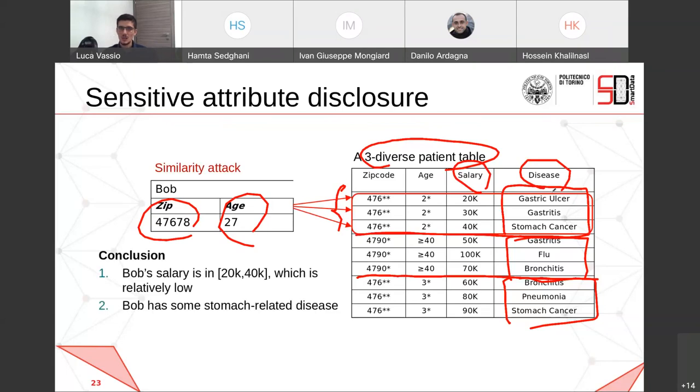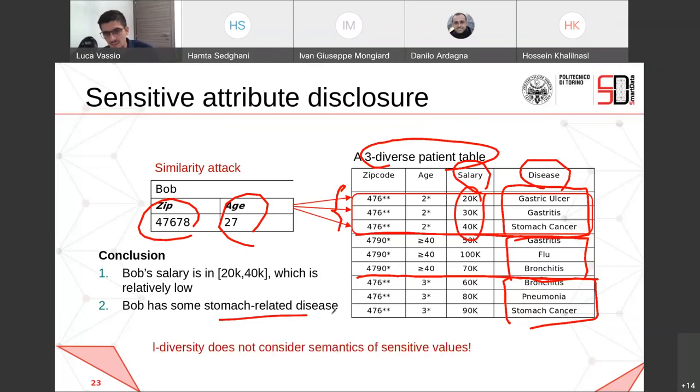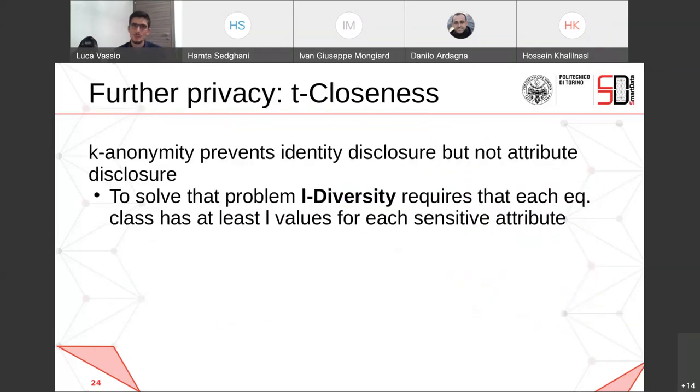Why? Because for salary, we don't know what it is, but still we can say that it's relatively low with respect to the others. Moreover, gastric cancer, gastritis, and stomach cancer are three diseases related to the stomach. And so we can say that Bob has a stomach-related disease, because L-diversity doesn't consider semantics. So we are trying to follow privacy, to find problems and then try to solve these problems over and over again. And this is okay, but we never have complete assurance that we cannot suffer some kind of attacks. And that's why later differential privacy will kick in.